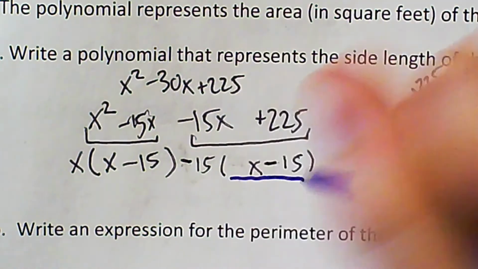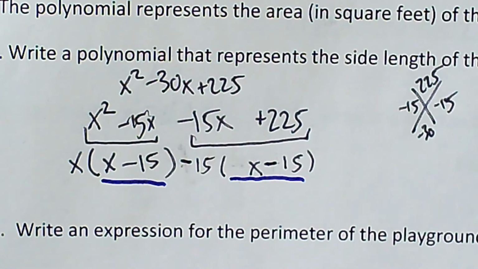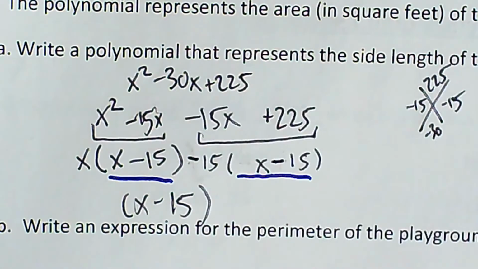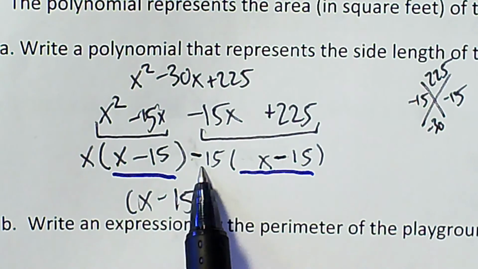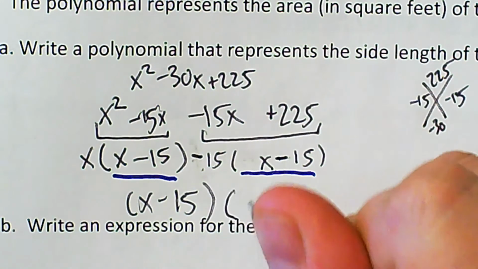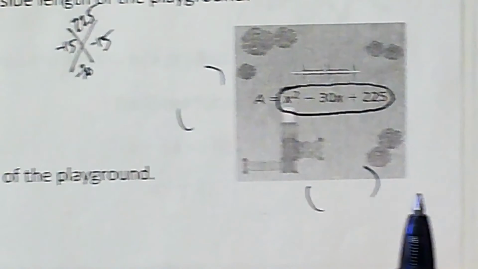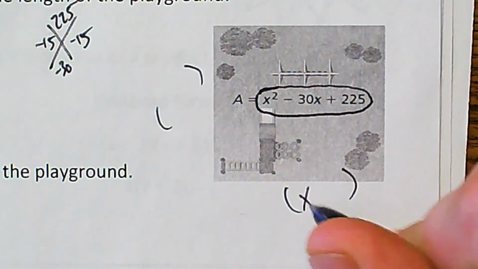Okay, these two parentheses are the same. They match up. So that's going to be one of your factors. And then what's the other factor? X minus 15. Notice that those two are the same. That's what we were expecting, right? Because the two dimensions are making up a square. So each side length is x minus 15.